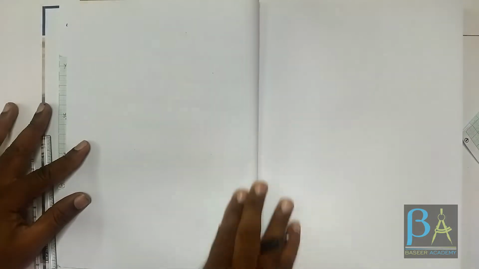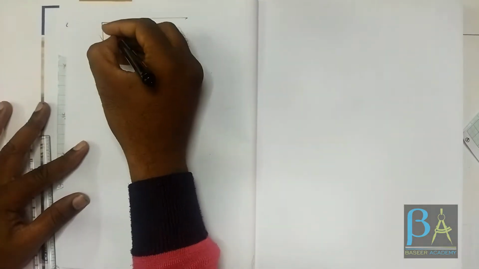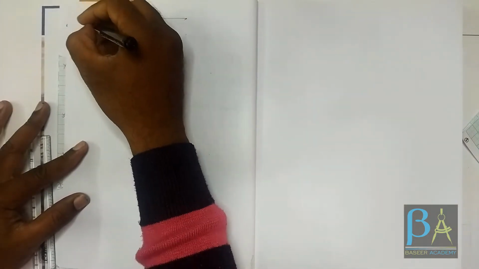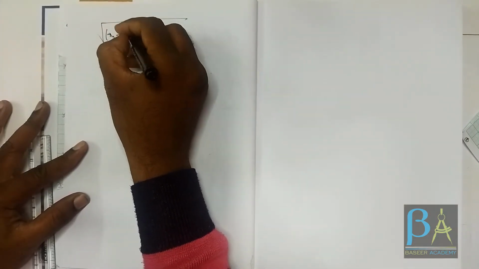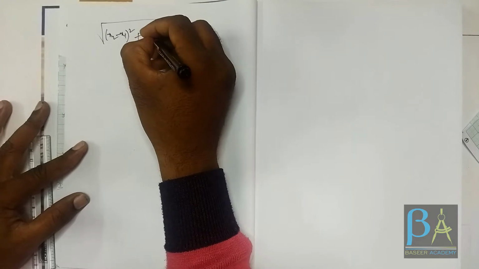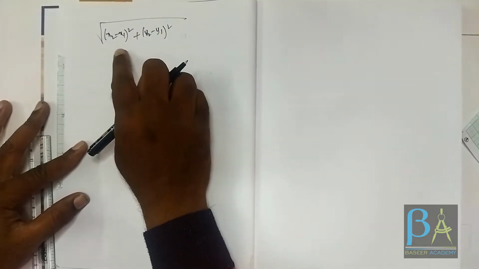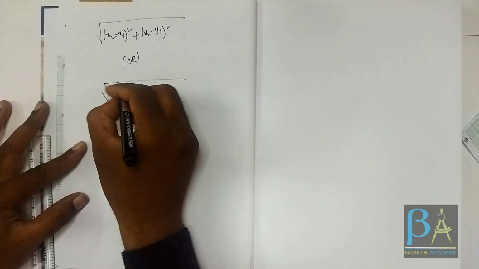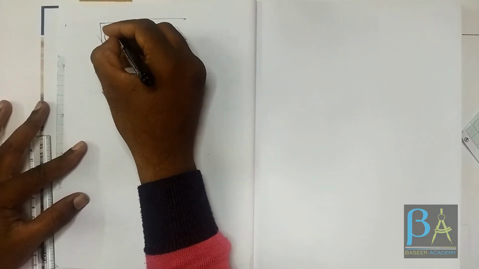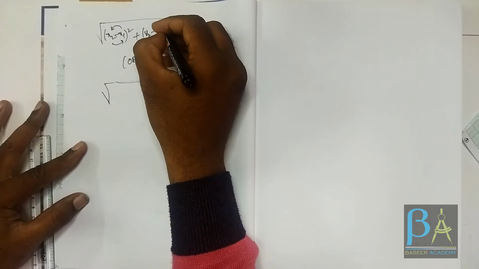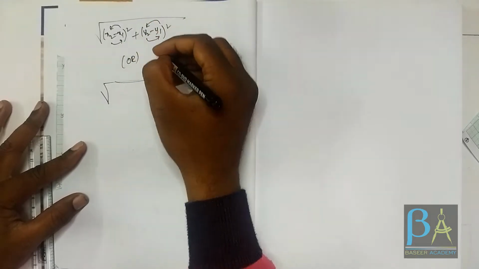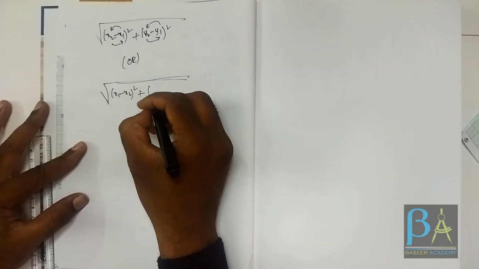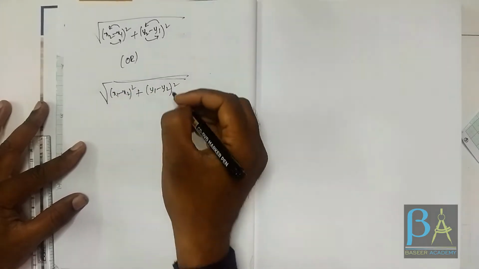Instead of writing x2 minus x1 whole square plus y2 minus y1 whole square, you can actually write it like this also. You can swap their places. You can write x1 here and then x2 here. You can write y1 here and then y2 here. You can swap their places and you can write like this also. It doesn't make any difference.